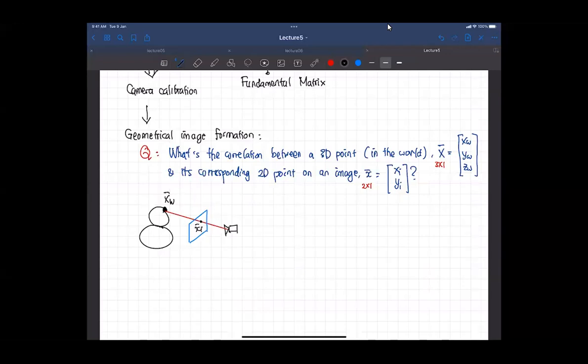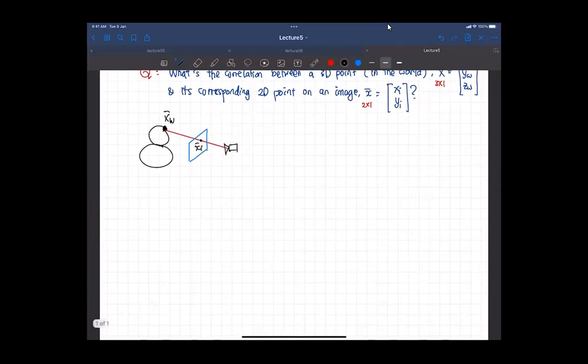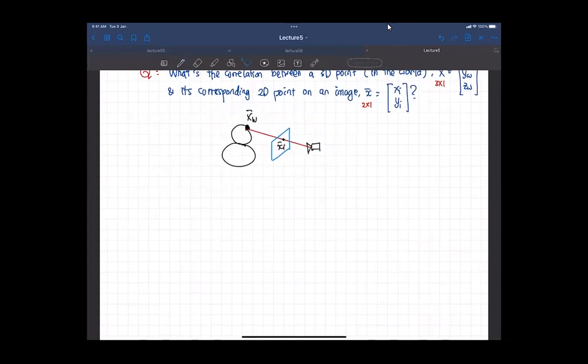So that's something that we want to know. What is the correlation between xw and xi? What is the mathematical definition of it, or mathematical correlation? If you want to know the correlation between these two points, first of all, we have to know about the coordinate systems. How many are there? Two. Anyone agrees with this? Who doesn't agree with two? Anyone? Three. Right, so three. The answer is three. So what are the three?